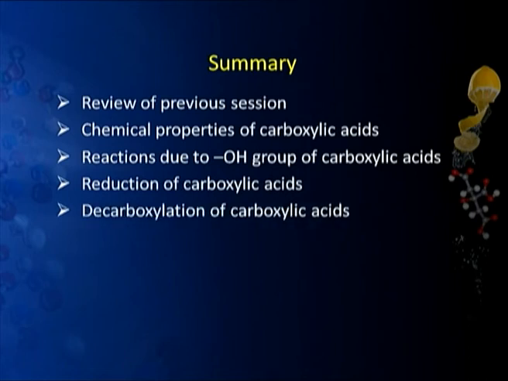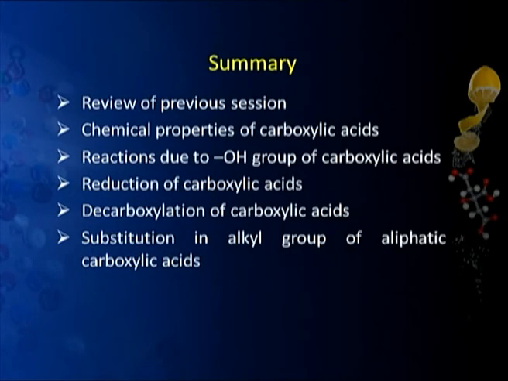Decarboxylation of carboxylic acids can be carried out under different conditions. Heating with soda lime gives alkanes. Kolbe's electrolysis also gives alkanes, but these two give different types of alkanes. Then with silver salts and bromine we get alkyl bromides. Calcium salts on heating give ketones or aldehydes.